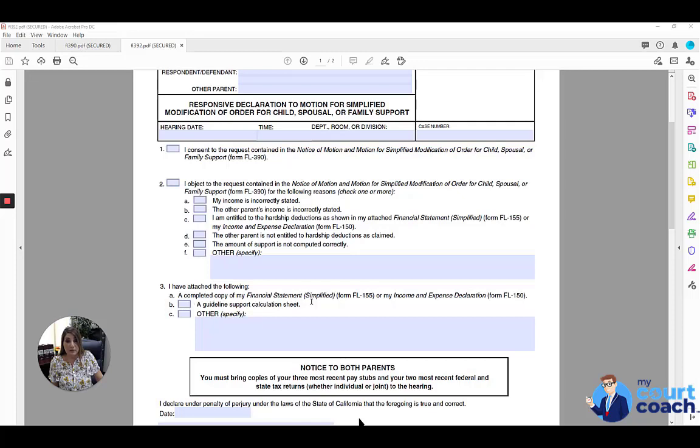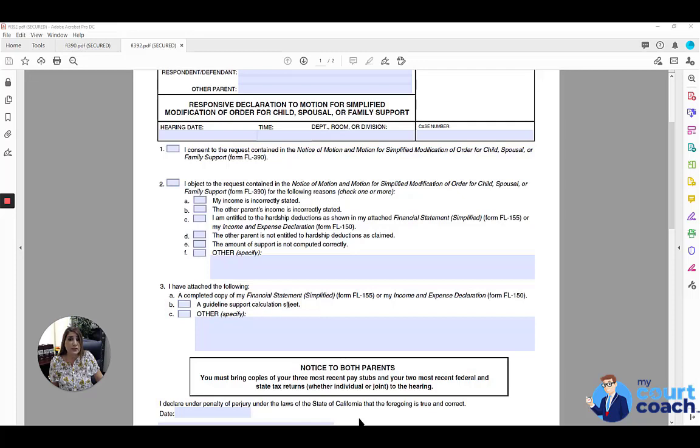And again, in California, child support is determined using a statewide formula that we refer to as guideline. If you have access to a calculator that will calculate what guideline support is, and you're attaching that to this, you would mark box 3B.